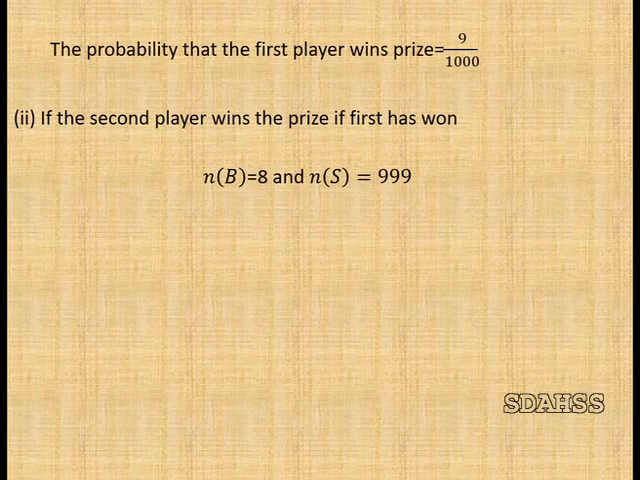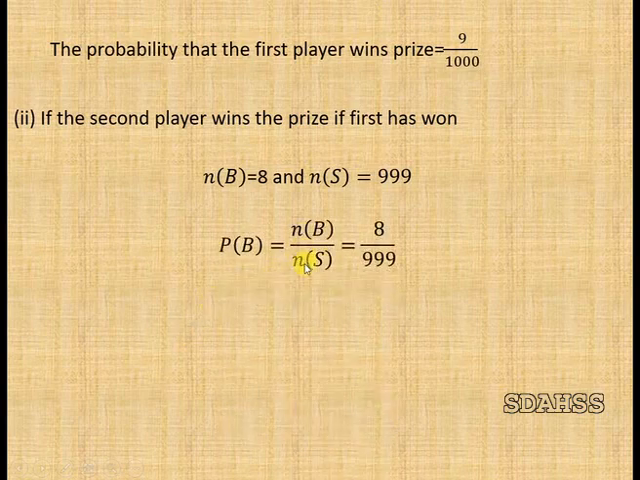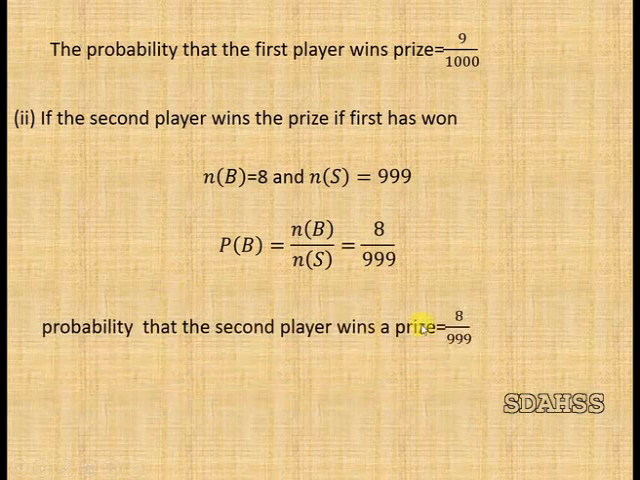Similarly, one square number is not replaced. So totally there are 9 square numbers, and one card is not replaced. So n of B is equal to 8. P of B is equal to n of B by n of S, which is equal to 8 by 999. Probability that the second player wins a prize is equal to 8 by 999.